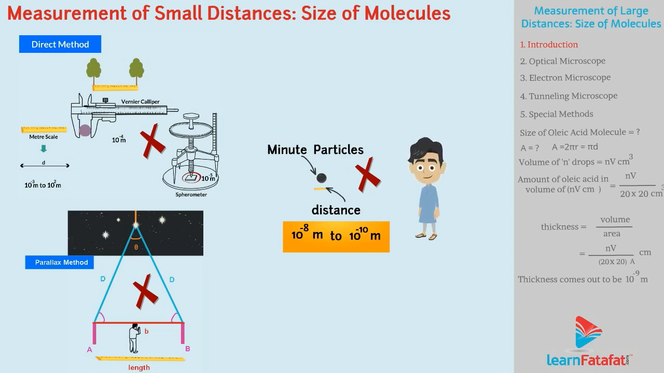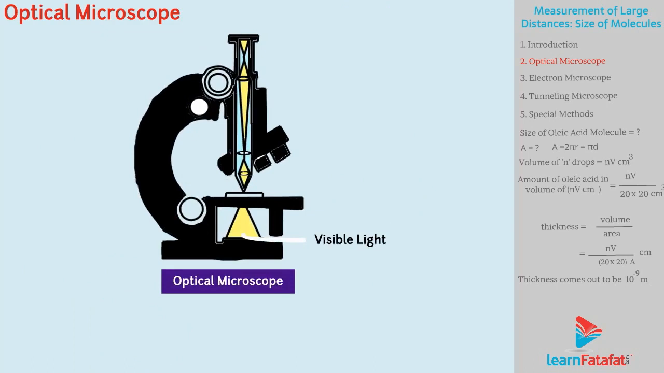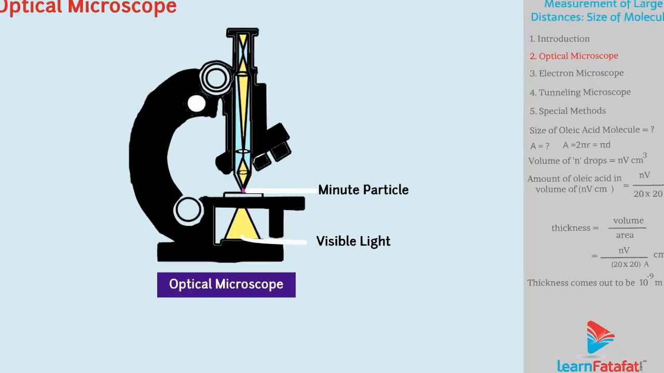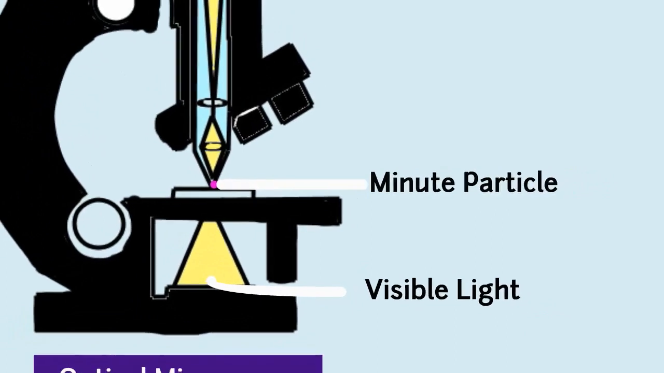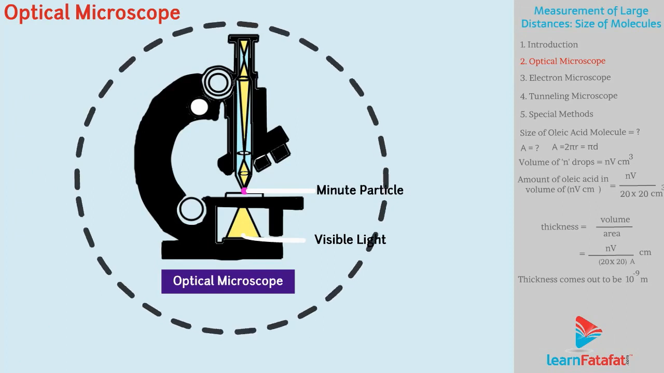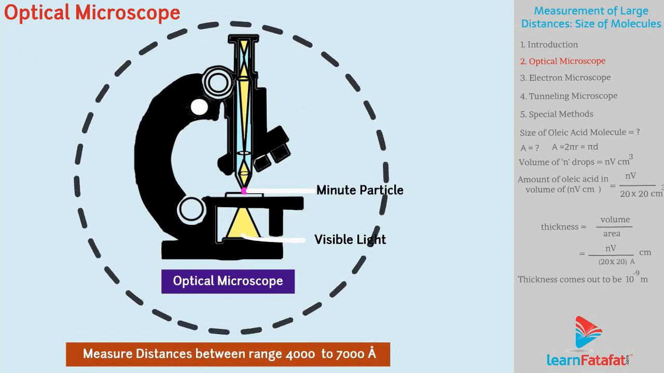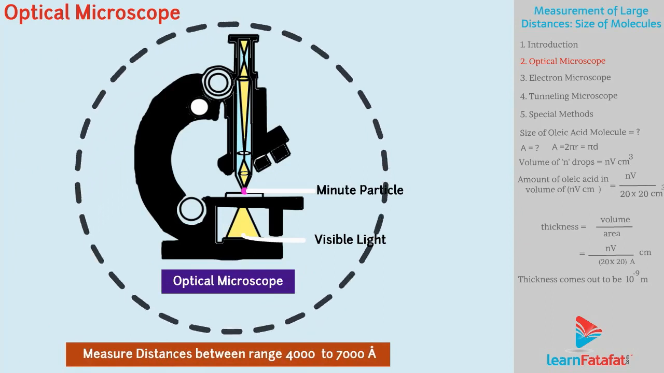Here are some of these techniques. First, by use of optical microscope. Unlike simple microscope, an optical microscope uses visible light for observing the minute particles. With the help of optical microscope, it is possible to measure the distances between range 4000 angstrom to 7000 angstrom.